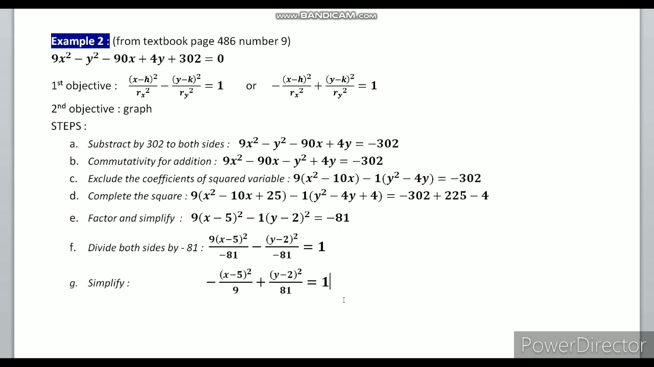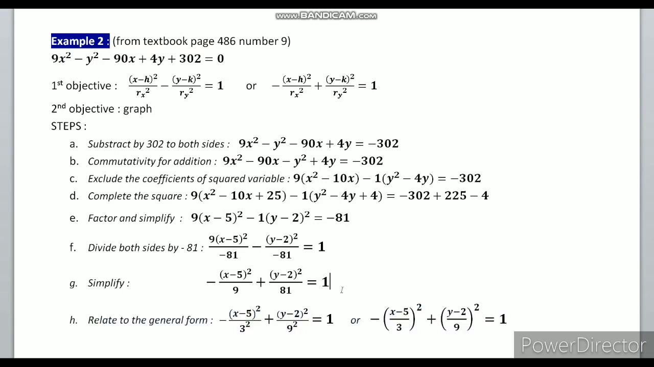I will have the second form of the general form. See, the negative belongs to the fraction of x, not the y fraction. And I will just try to match the general form. This is the general form. You can use either this one or this one. But the thing is, we can have a different situation from the first example, which is the conclusion. It will be a hyperbola, of course.